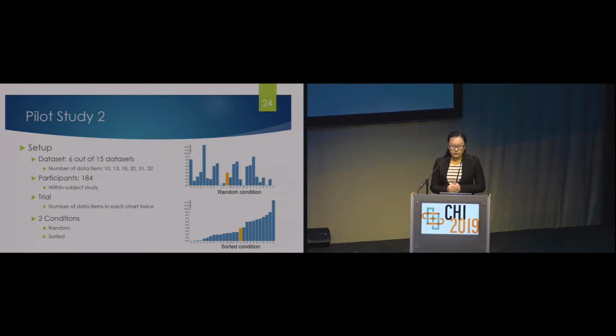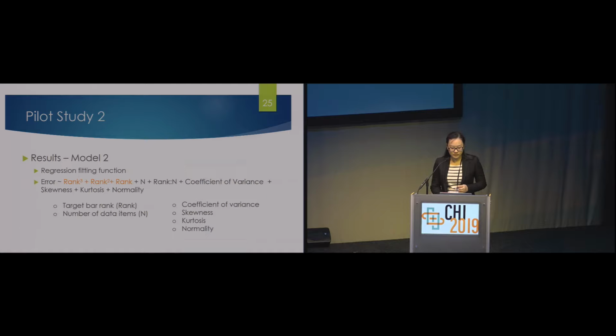We conduct a new within subject study on 6 data sets with around 200 participants. And we test each of the data items in the bar chart twice. Once is under the condition of random order, and another one is under the sorted condition. We have this setting because this time we do not want to do any manipulation over the neighborhoods. We just want to know what the error would be like under more natural circumstances.